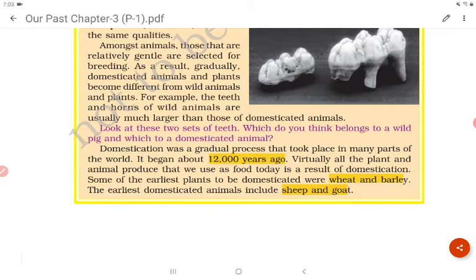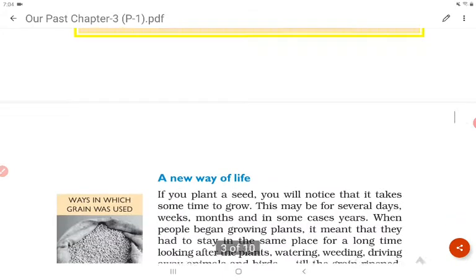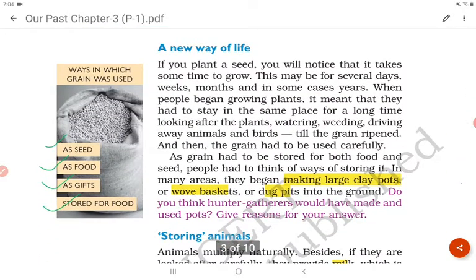Some of the earliest plants to be domesticated were wheat and barley. The earliest domesticated animals include sheep and goat. So, ways in which grain was used: number 1, as seed; number 2, as food; number 3, as gifts; number 4, stored for food.